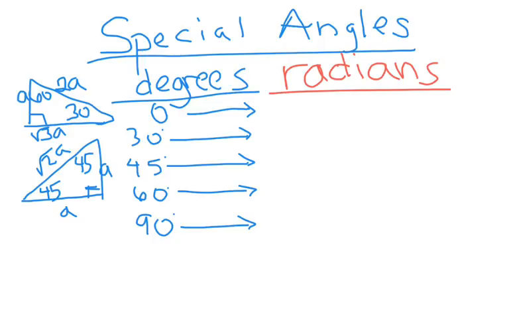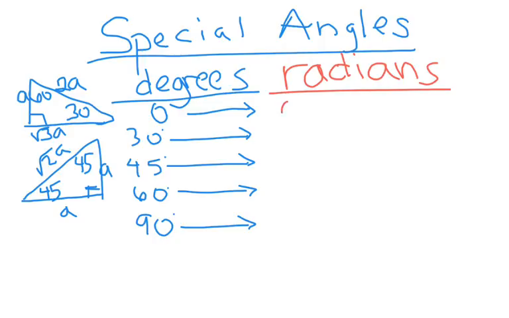You may recall special angles from geometry class. We often were interested in 0, 30, 45, 60, and 90 degree angles because they have some nice features when you draw the right triangles. We'll be interested in that in radians as well, so it's good to know the relationship between the degrees and the radians of certain special angles.